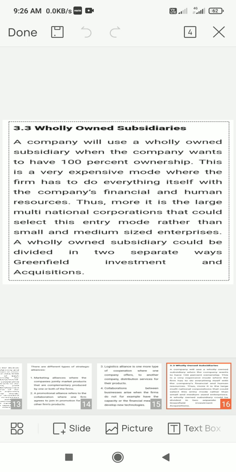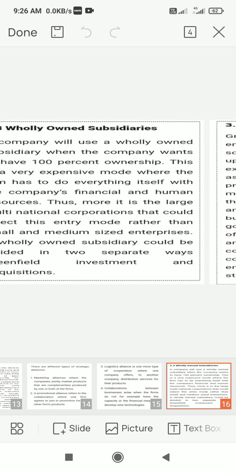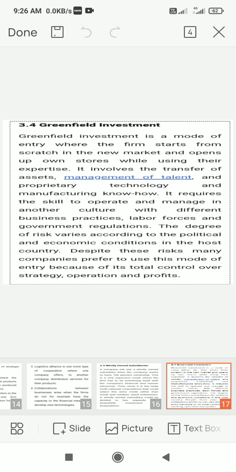So wholly owned subsidiaries are also divided into 2 categories. There are 2 separate ways, that is called greenfield investment and acquisition. So greenfield investment means where the firm starts in a new market and opens up its own stores while using their expertise.